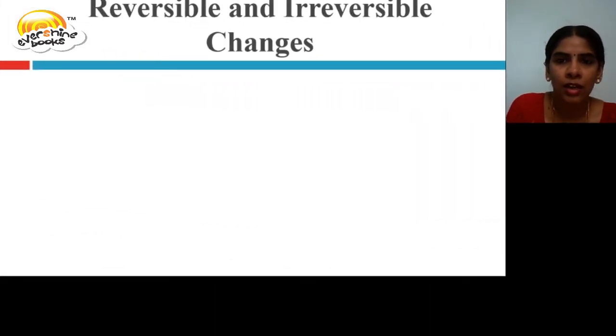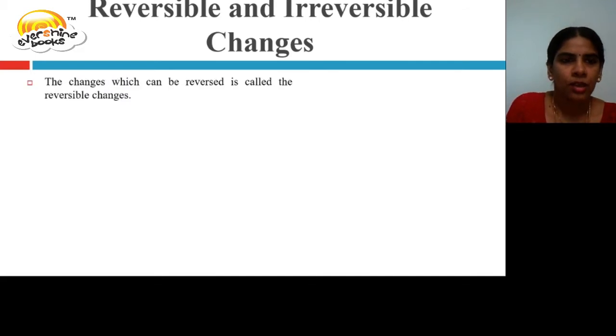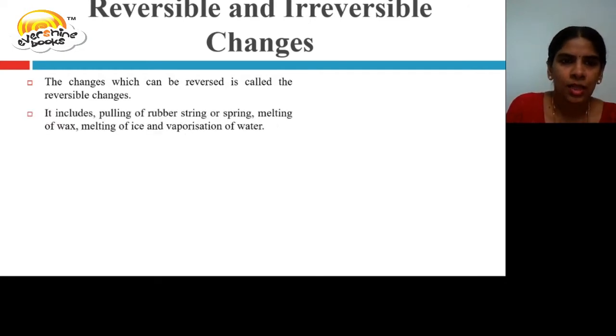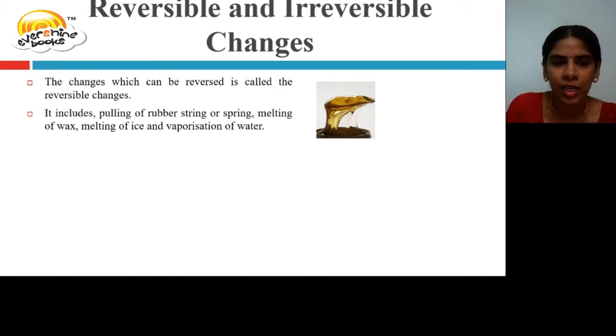Reversible and irreversible changes. The changes which can be reversed, that is, which can come back, are called reversible changes. It includes pulling of rubber string or spring, melting of wax. When you stop melting, we can bring back the wax again. Melting of ice: when you keep it in the freezer again, we get the ice back. Vaporization of water: when we condense it, we get the water back. Pulling of a rubber band: if you stop pulling it, it becomes a normal rubber string again.